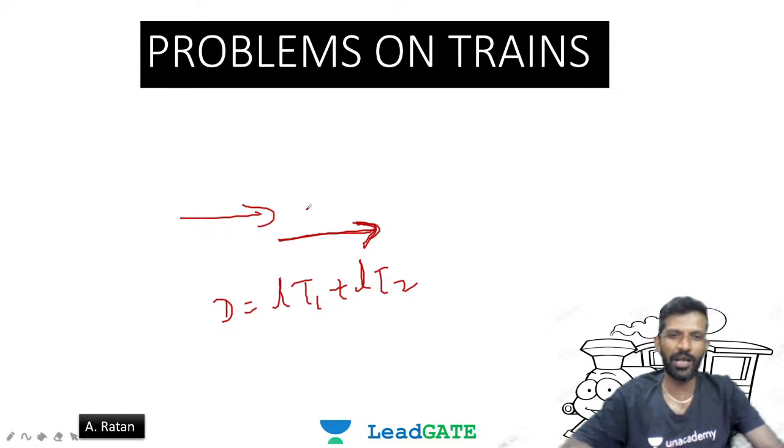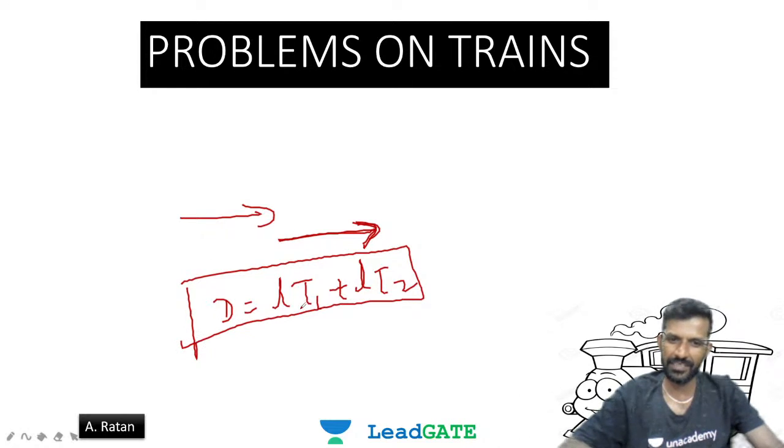Now a train is trying to cross another moving train in the same direction. So distance will be length of train 1 plus length of train 2. But what will be the relative speed? Relative speed, what I said, in the same direction we should subtract. So difference of both the train speeds, that will be the relative speed.